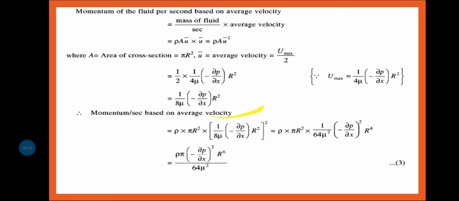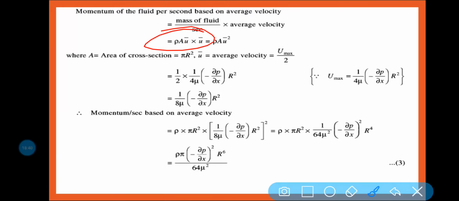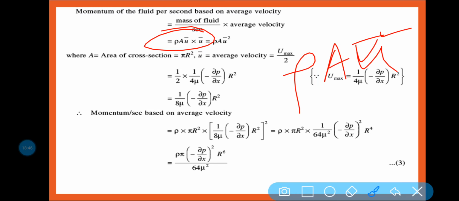Momentum is equal to what? Momentum per second means mass flow rate into average velocity. So mass flow rate is equal to what? Rho a v. So rho a u bar, where u bar is the average velocity, into average velocity. So rho a u bar square, that is your average velocity square. So that is the momentum of the fluid per second based on average velocity.